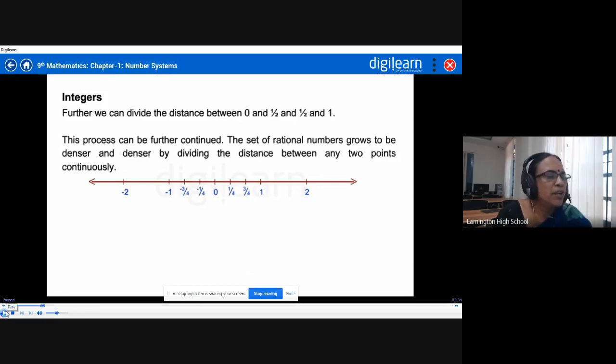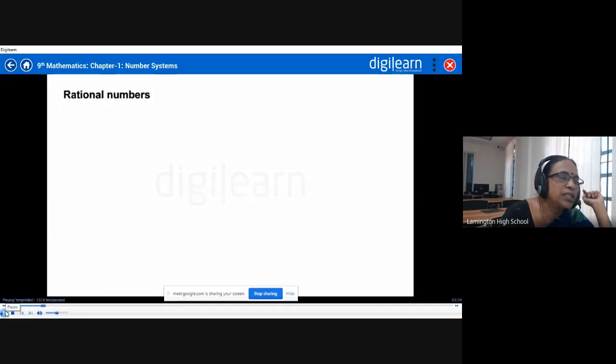See here, between 0 and 1, there is half. Between 0 and half, there will be 1 by 4. Between 1 by 2 and 1, there is 3 by 4. These numbers we call rational numbers. Rational numbers means what? A rational number can be expressed in the form p by q, where q is not equal to 0. These are called rational numbers.